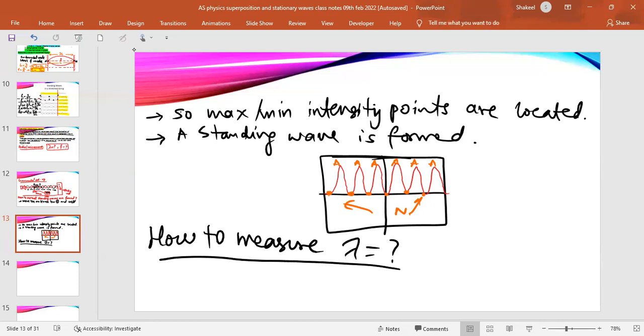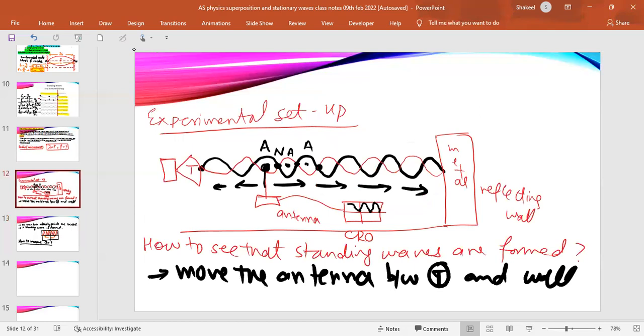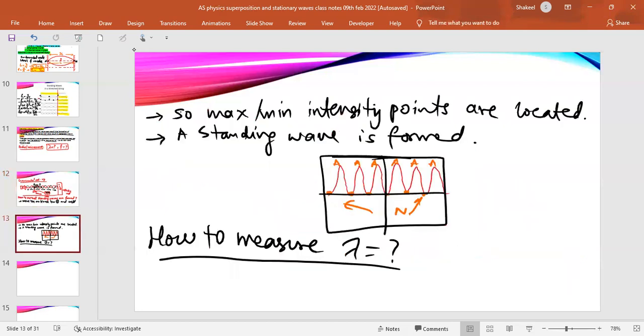Okay, Rich, do you know how we can measure the wavelength of this radio wave or microwave? By checking the placement of nodes and antinodes. By checking where the antinodes and nodes are, like one antinode to node is lambda by 4, and then depending on how many of them there are. Yeah.